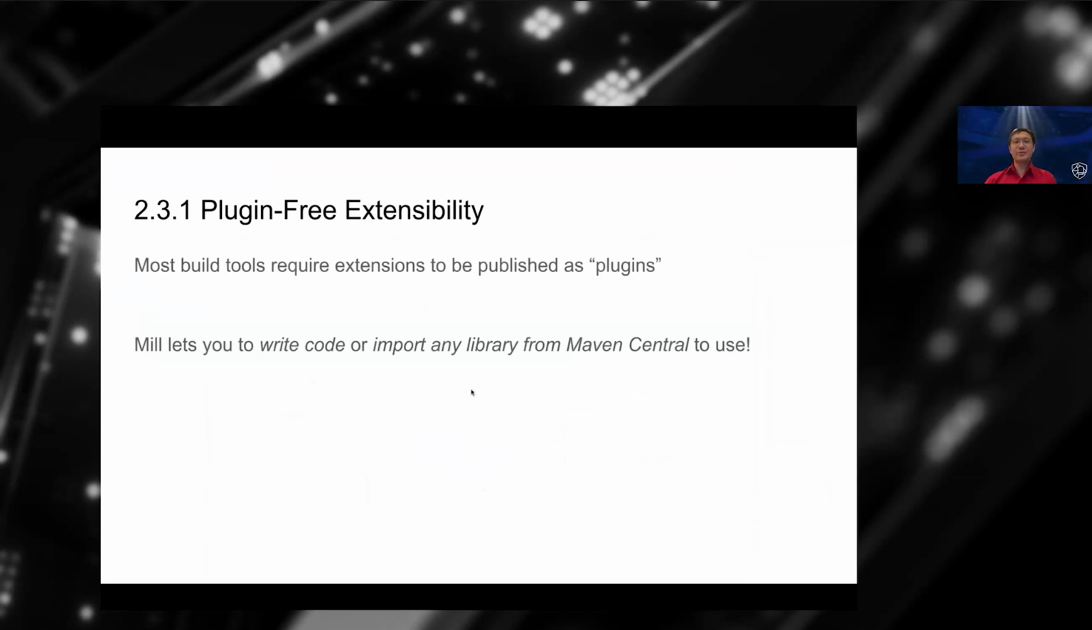So most build tools require extensions we publish as plugins. You want to do foo, you need the foo plugin. You want to do bar, you need the bar plugin, and so on and so forth. You don't have a foo plugin, you need to go write one. You go learn some plugin API, plugin framework. The bar plugin's abandoned because some guy wrote it 5 years ago and hasn't updated it. You need to go bring the bar plugin up to date.